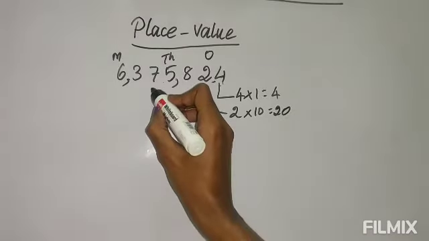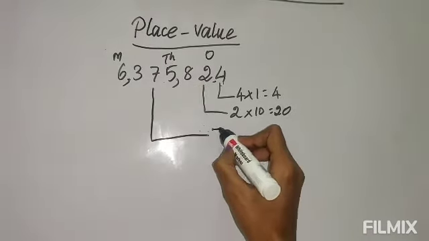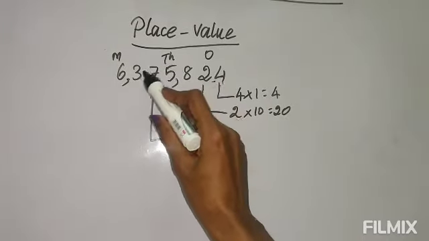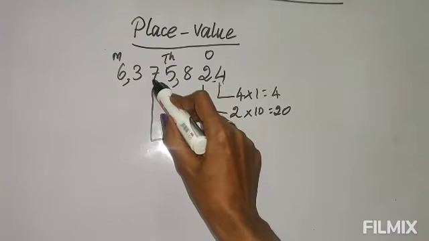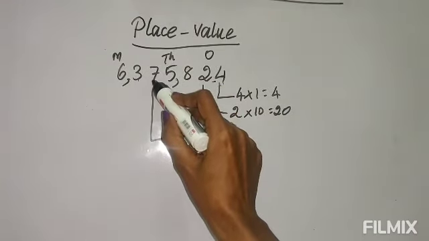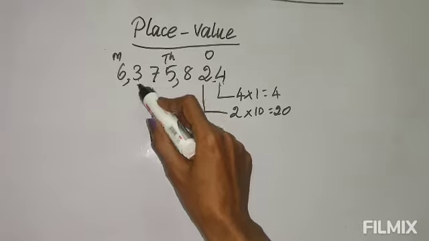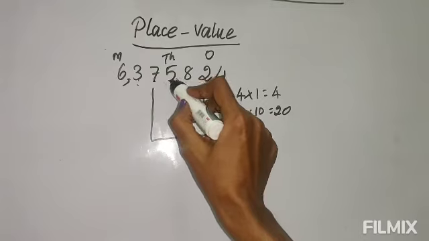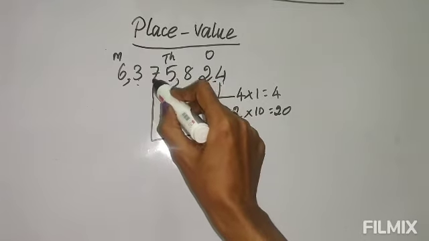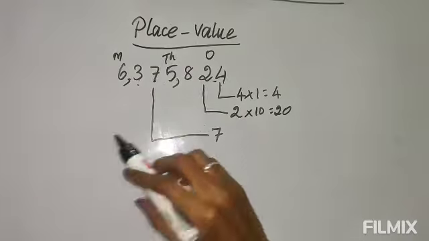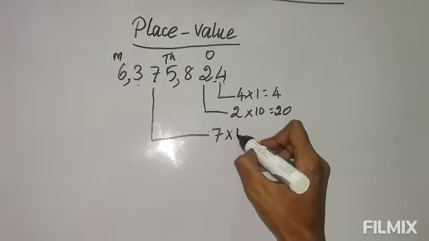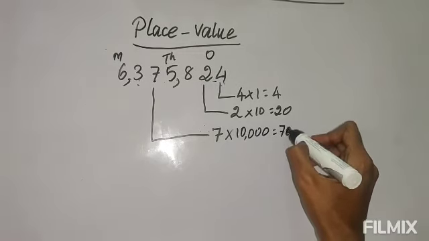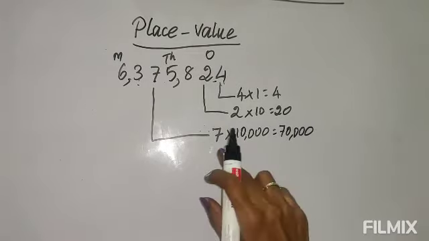Now suppose you take this one, 7. The number is 7 and it is in which place? You see, this is the thousands period, no? So this is 1000, this is 10,000, this is 100,000. So this is in the place of 10,000. In these three numbers in the thousands period, this is 1000, this is 10,000, this is 100,000. So this place is 10,000. So you have to multiply by the place 10,000. If you multiply, it is 7 into 10,000, 70,000. So the place value of 7 is 70,000.